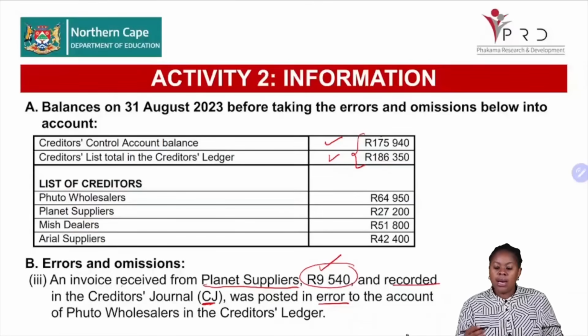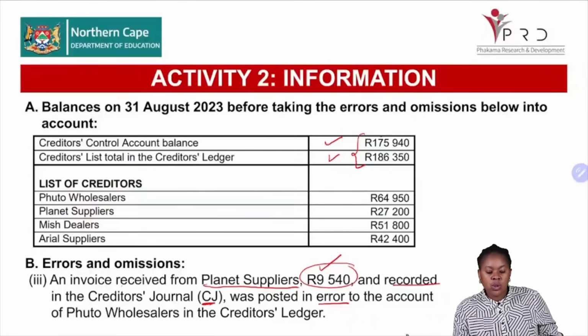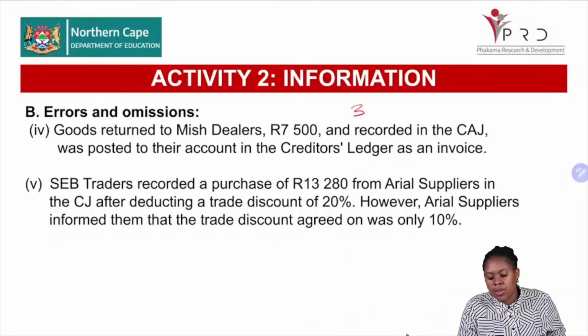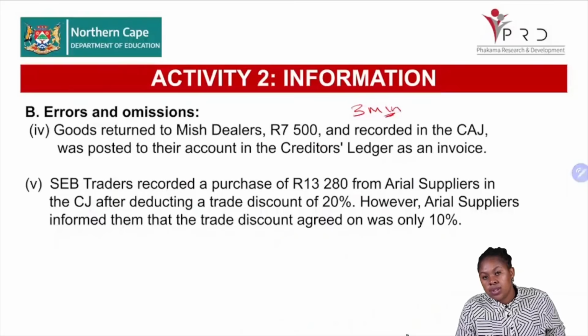Okay, so what I'd like you to do is complete these two transactions, transaction number 4 and number 5, and then we will quickly look at how you approached it. So I'll give you 3 minutes to quickly go through it. See you in 3.